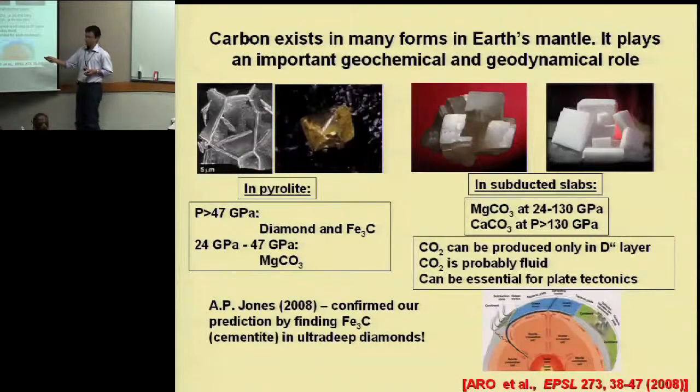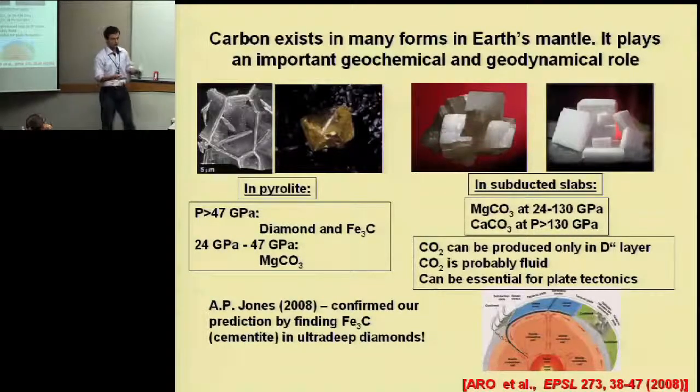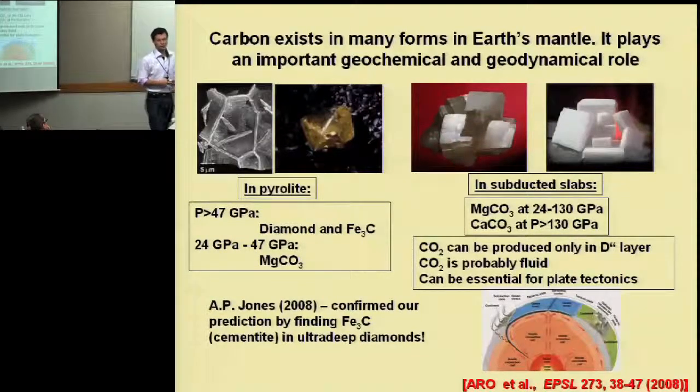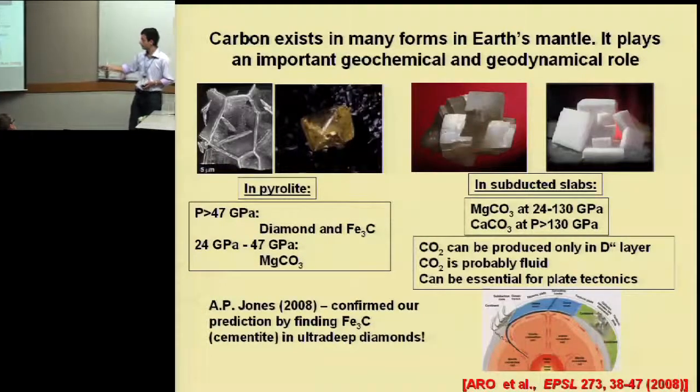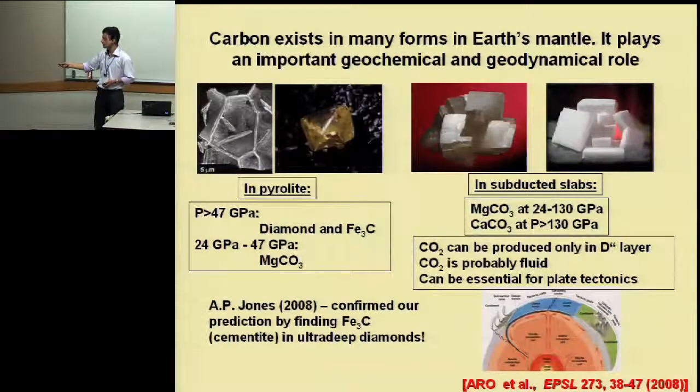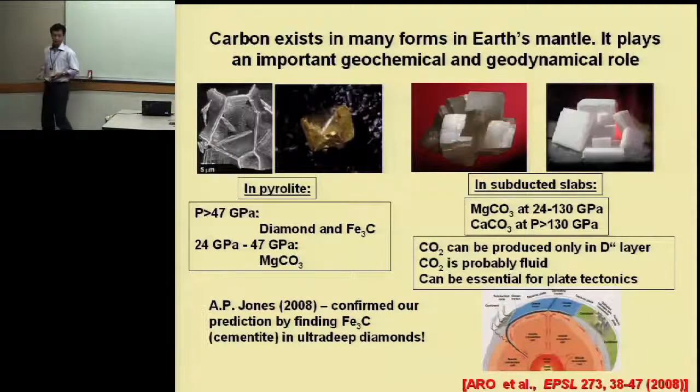So in peridotitic regions, or in peridotitic mantle, where the environment is reducing, we find diamond and cementite to be dominant, except the top of the lower mantle, where we predict magnesium carbonate to be dominant. In subducted slab, it's carbonates, first magnesium carbonate, and then in the D double prime layer, calcium carbonate pops up.